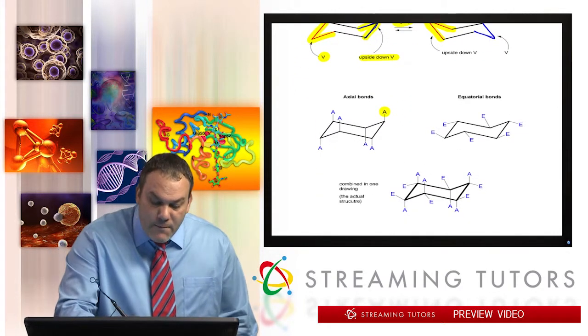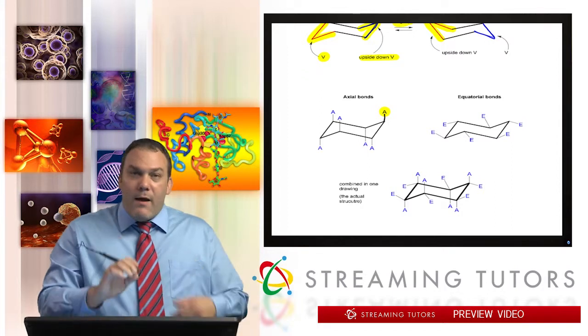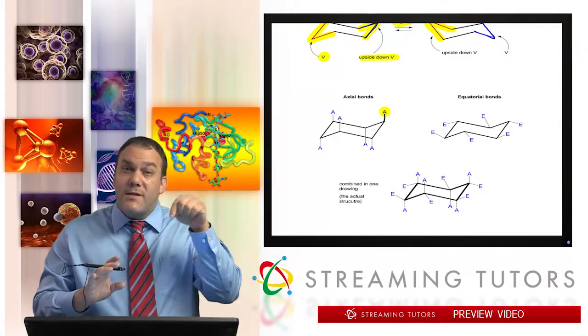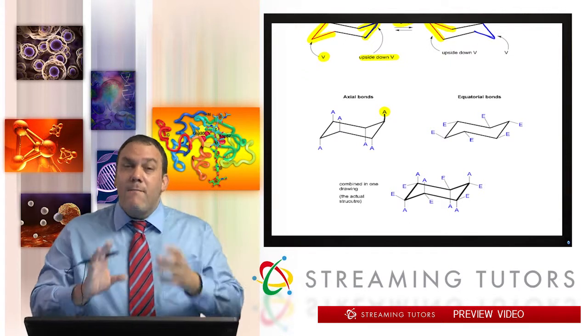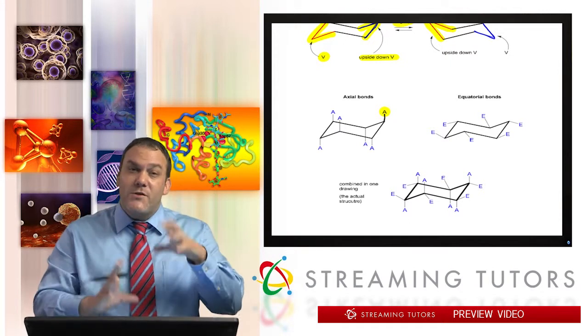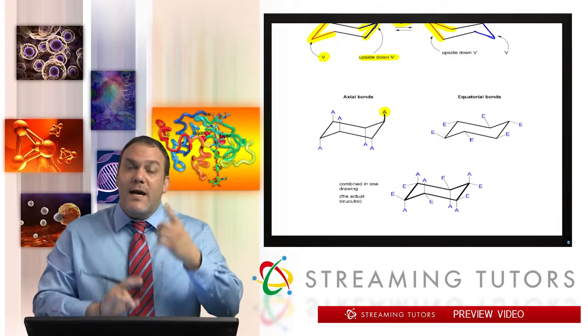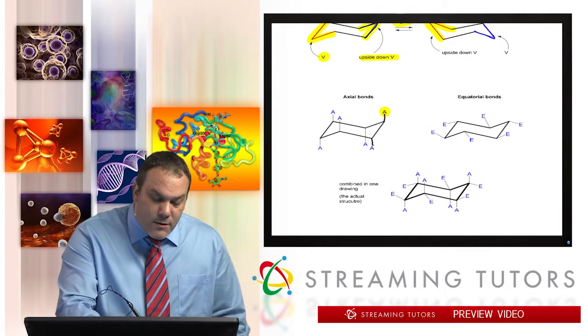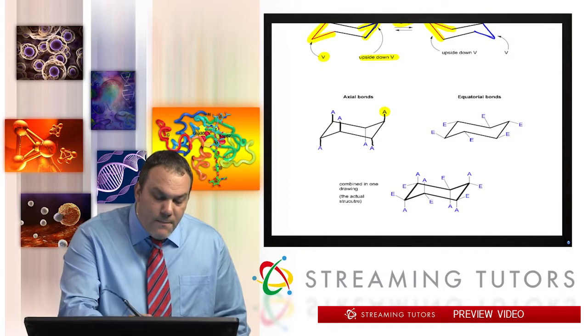So here we have it pointing up. And so the cool thing about this is that it always alternates. If it's up, the next one's down. The next one's up. The next one's down. Remember, this is staggered. All these carbons are staggered, which means that they're anti. Okay, so axial up, axial down. Axial up, axial down. Axial up, axial down.